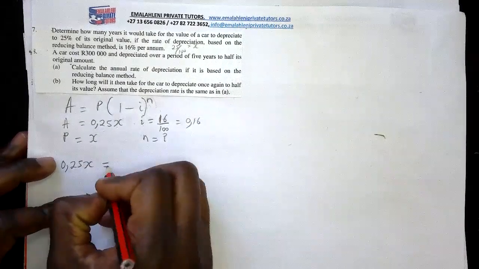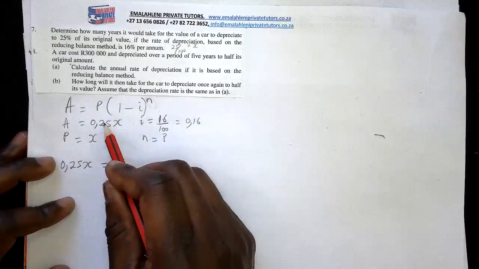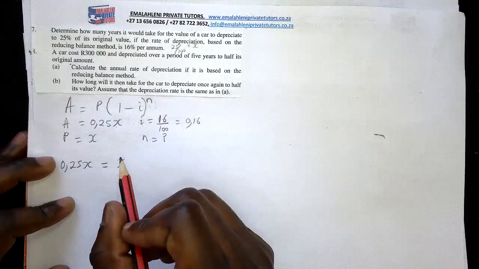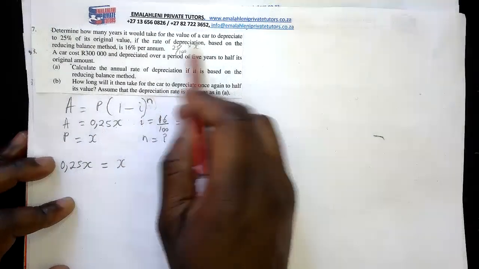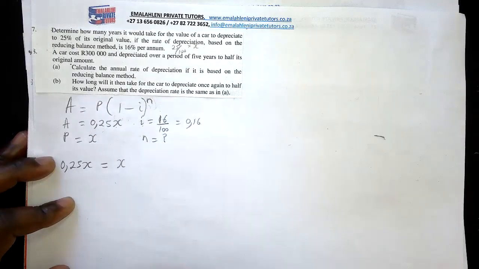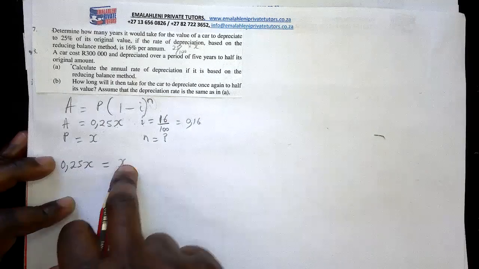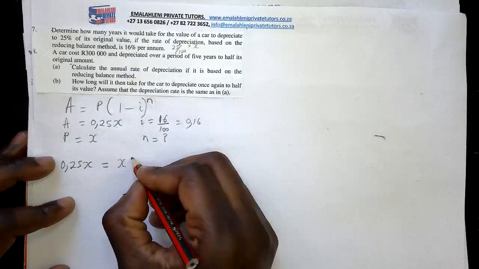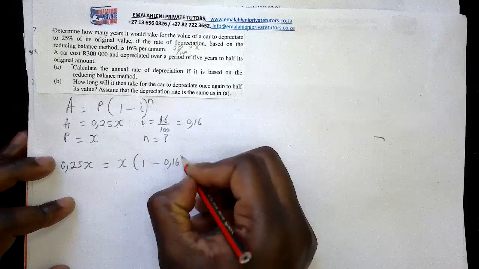0.25x is equal to X. Remember, principal value is actually bigger than the accumulated amount, because this thing is depreciating, it's losing value. When it's losing value, it means that the accumulated amount, the future amount, is actually less than the original amount. Now, what do we have there in the bracket? 1 minus, what is our I? 0.16 to the power of what?